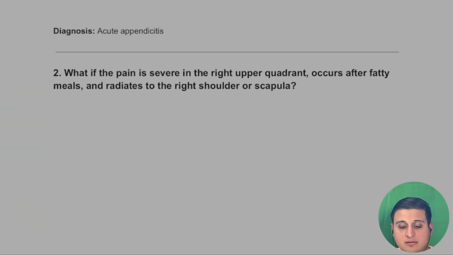Second one. Now, instead of that last picture, the pain is severe in the right upper quadrant, occurs after fatty meals, and radiates to the right shoulder or scapula. Now we have some sort of gallbladder picture, right? This could be not necessarily cholecystitis, because cholecystitis would have the pain with Murphy's sign, right? As we breathe in, it's going to have that irritation when we push down underneath the right side of the rib cage. But maybe this is more of a biliary colic or some sort of cholelithiasis, right? That we would call it.